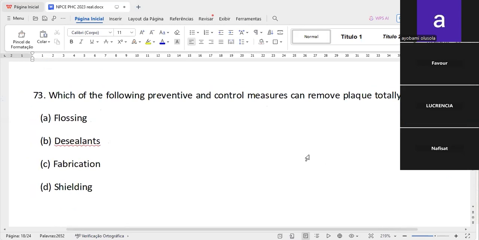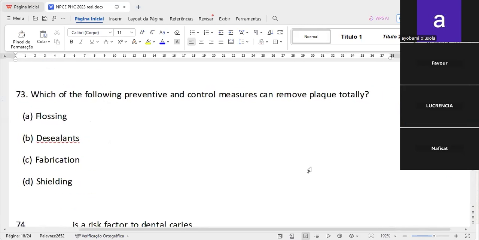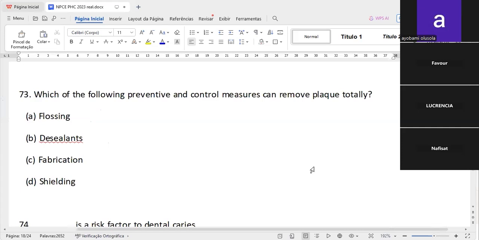Which of the following preventive and control measures can remove plaque totally? Flossing, correct. Flossing.